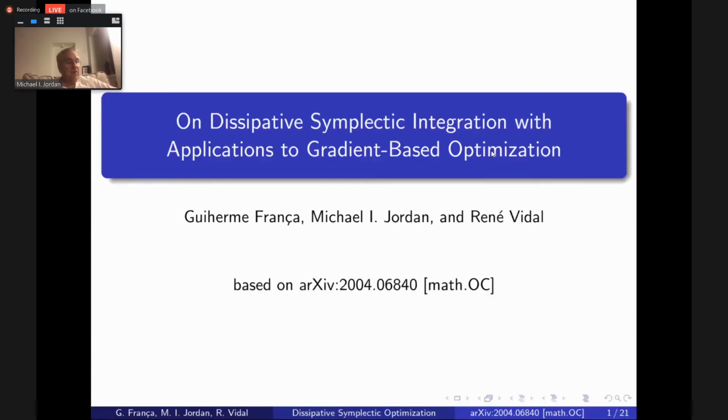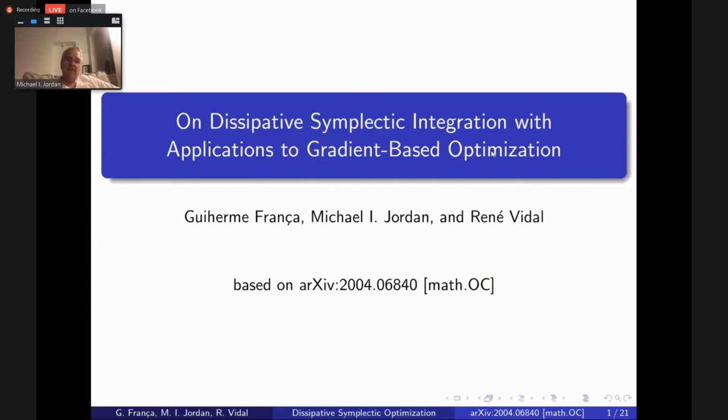Okay, so the last part of the talk is recent work of this past 6 months with Guy Franca and René Vidal, who've been at Johns Hopkins. Guy has now joined me in Berkeley. And we've been trying to take this symplectic idea seriously and try to understand when can you integrate symplectically and prove that you maintain these fast convergence rates from continuous time in discrete time.